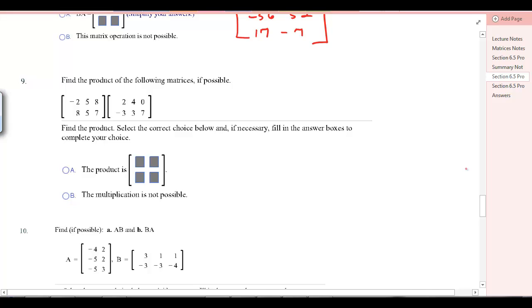Number 9. We have a 2 by 3 and a 2 by 3. And what do we notice? Those numbers are not the same. So this is not possible, even though they were the same size. The others, when we saw that they were square matrices, in other words, 2 by 2 or 3 by 3, then we knew it was okay because all the numbers were the same. But in this one, it's definitely not possible.